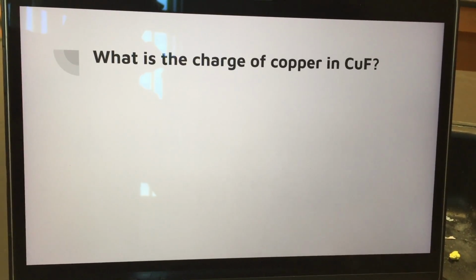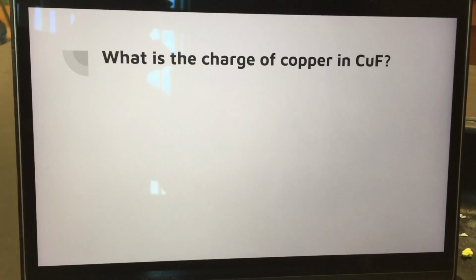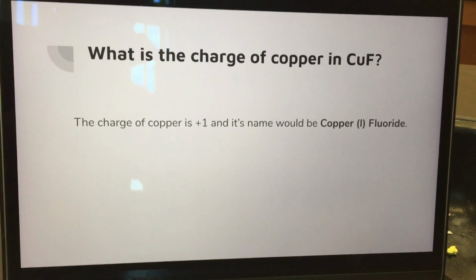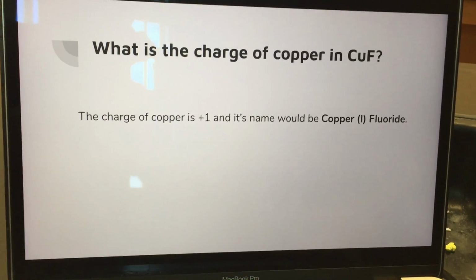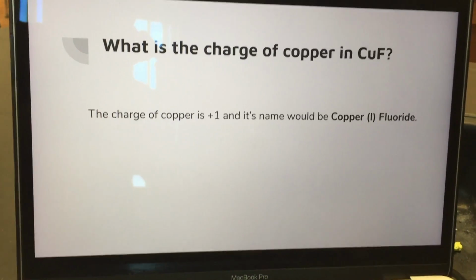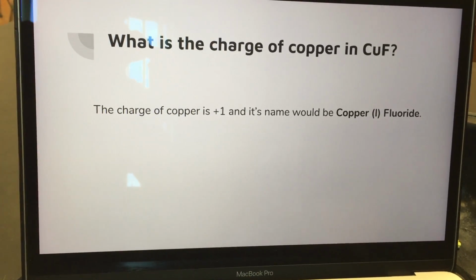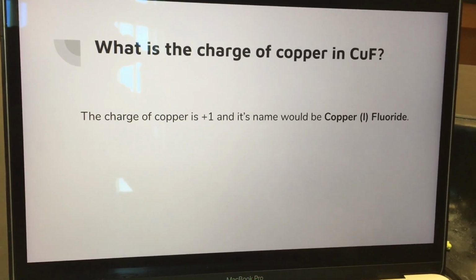What is the charge of copper in copper fluoride? The charge of copper is positive 1, and its name would be copper fluoride with, of course, the positive 1 charge in parentheses.